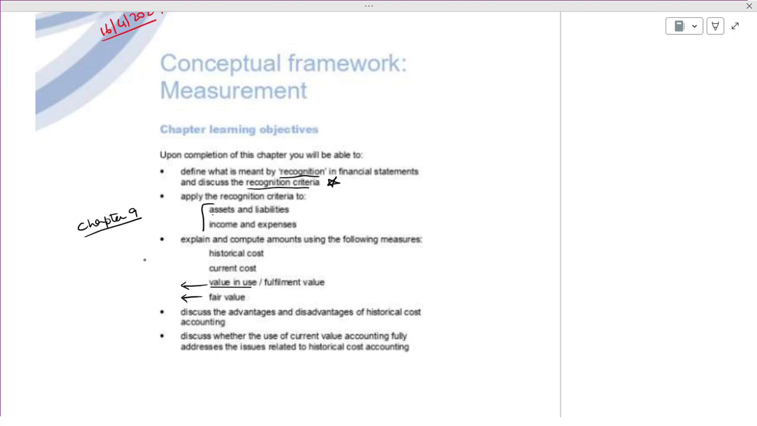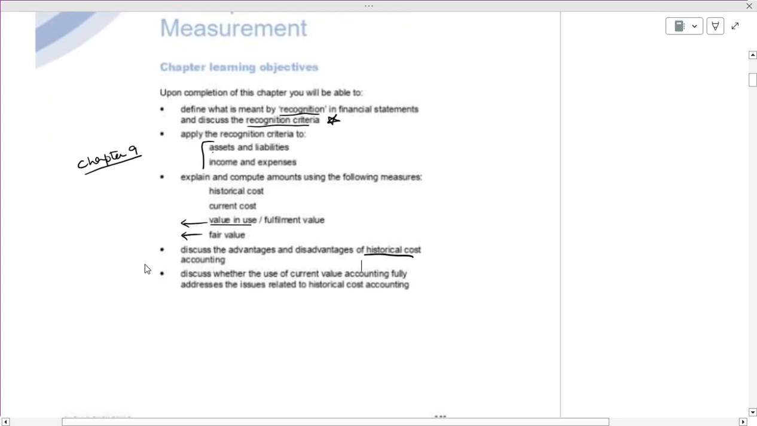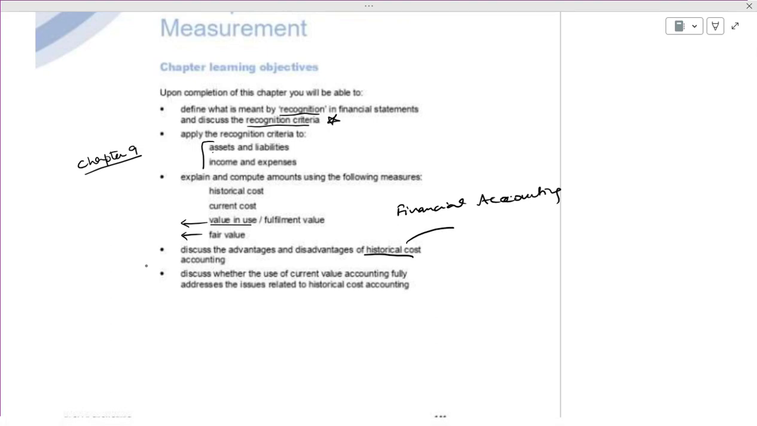Okay? We discussed the advantages, and this is the basics. Okay? This is the basics. Because why are we doing this? One of the drawbacks, one of the limitations of financial accounting is historical cost. We have current value. Okay, we have this.